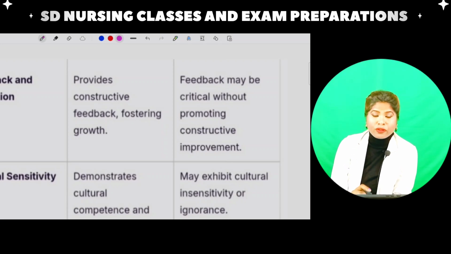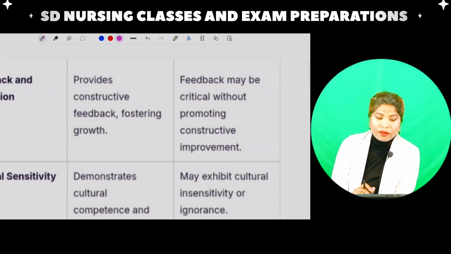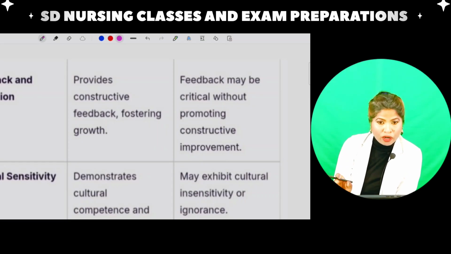Everything means fostering growth. You are encouraging the patient in everything. You are involved. You are just involved in his work, in every task. So this is totally positive.